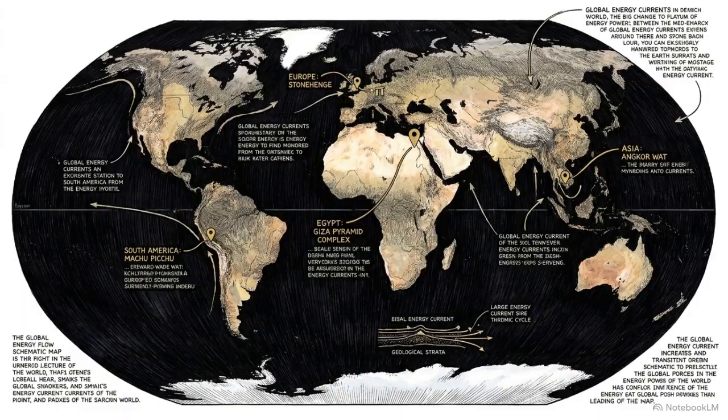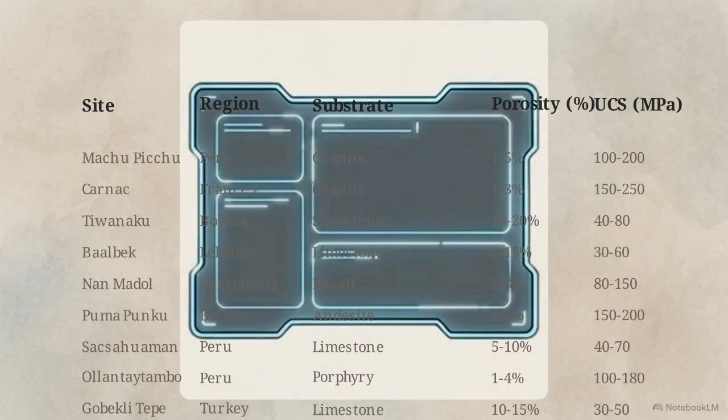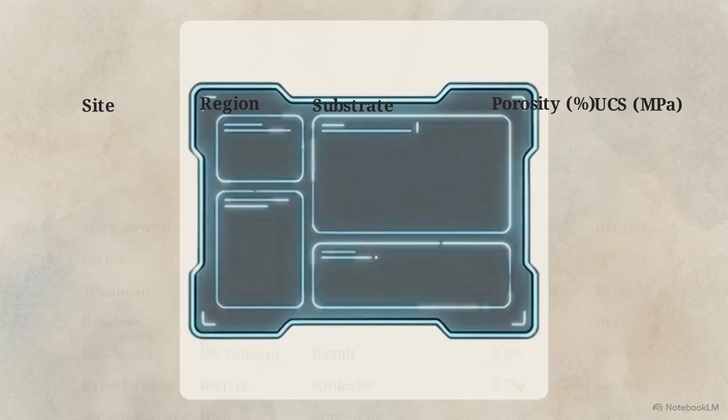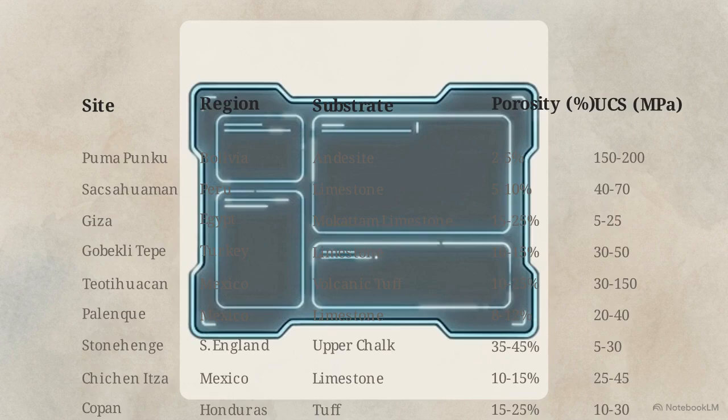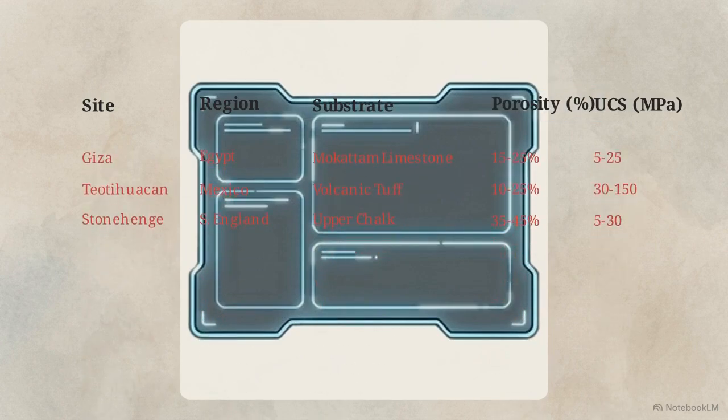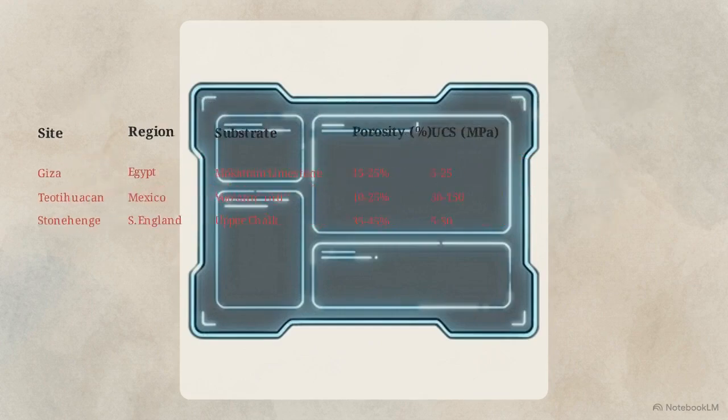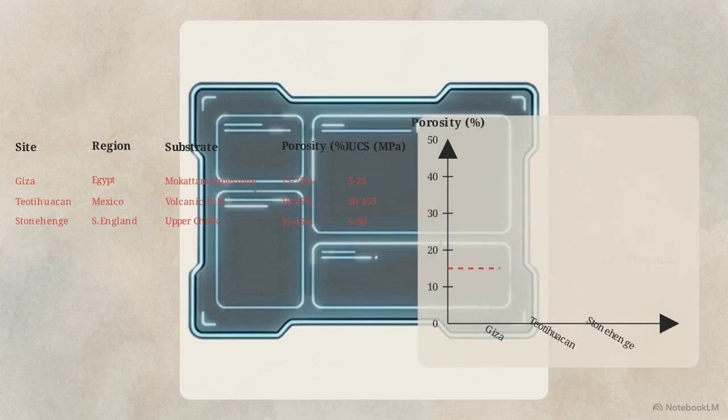If this hydrostatic model is correct, we should find it applied at other megalithic sites worldwide. The Global Megalithic Hydrogeological Database tracks over 130 sites, comparing regional bedrock, porosity, and structural mass. The data reveals a universal pattern. Immense structural weight is consistently paired with specific hydrogeological substrates. Builders specifically targeted permeable substrates like porous limestone, fractured granite, and chalk.